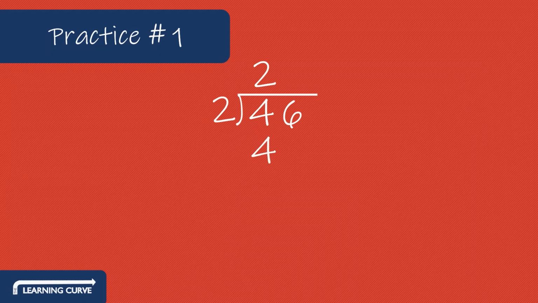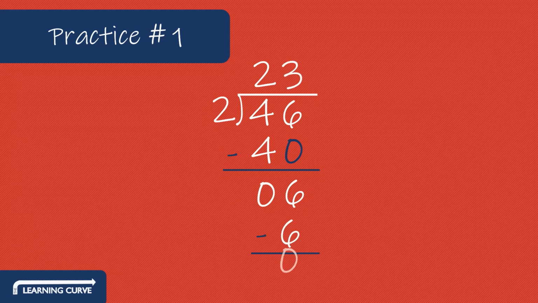Now we're going to subtract those two numbers. We have 4 minus 4, which is 0. We're going to add an invisible 0 so we can bring down that 6. So 6 minus 0 is 6. Now we're going to ask ourselves how many times is 2 going into 6, and the answer is 3. When we do 2 times 3, we get 6, and that subtracted is going to be 0.